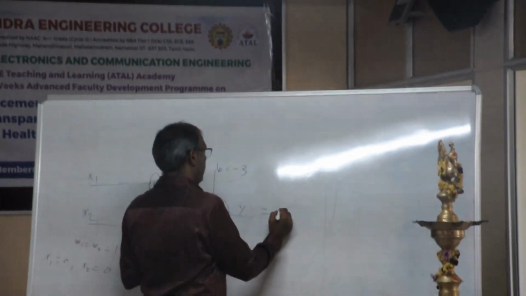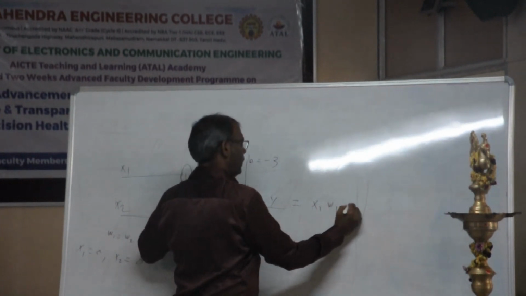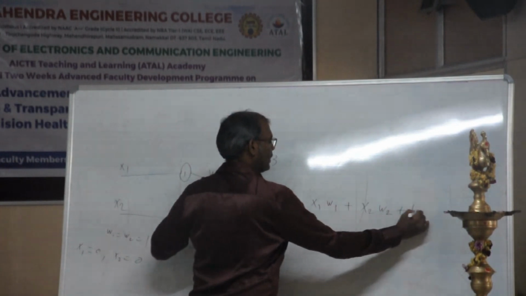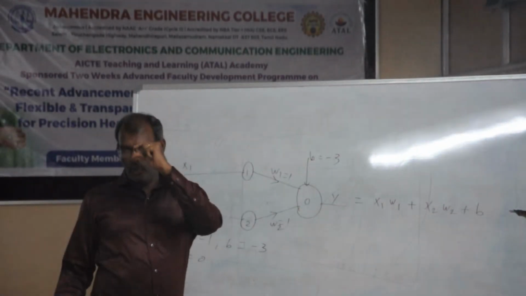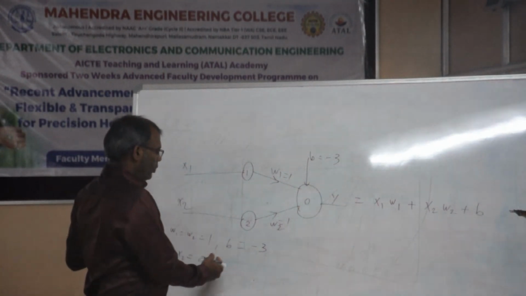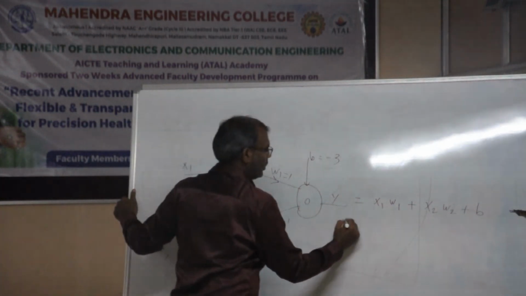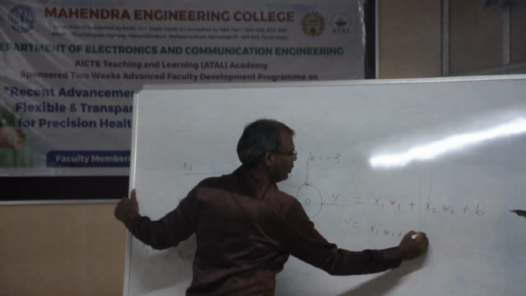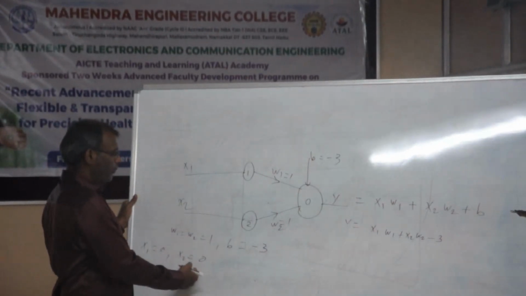What is y? y is equal to x1 multiplied with W1 plus x2 multiplied with W2 plus bias. This is how one can express the output neuron. So now we have to evaluate this by assuming b is equal to minus 3. Our output y is equal to x1 W1 plus x2 W2 minus 3. Now you try with the possible inputs.